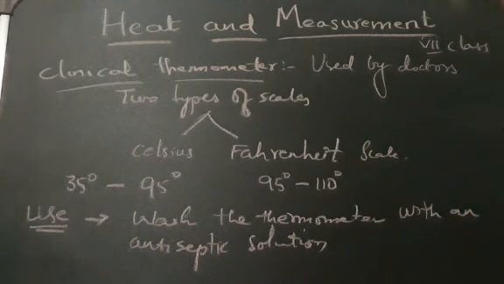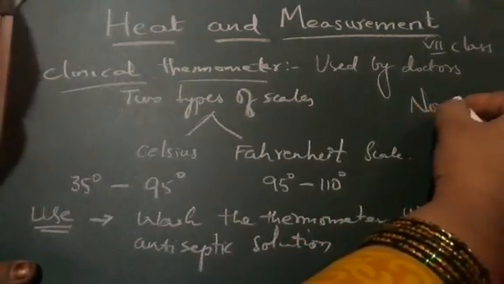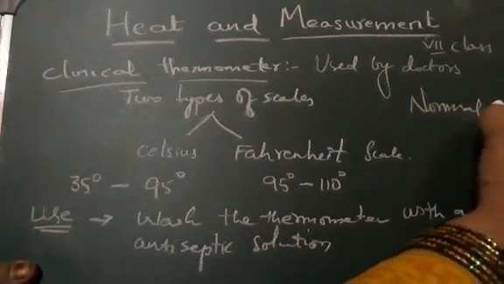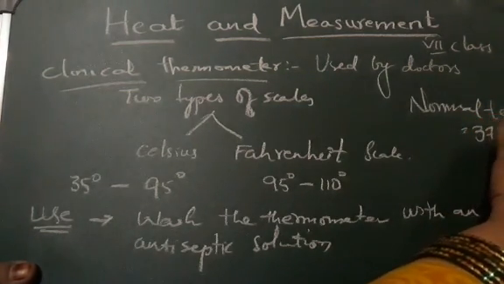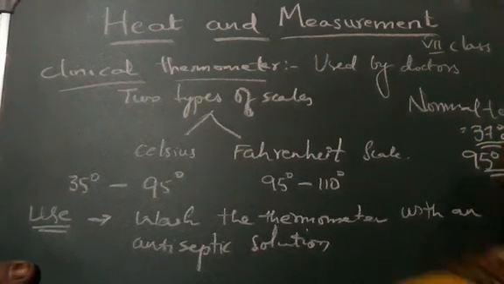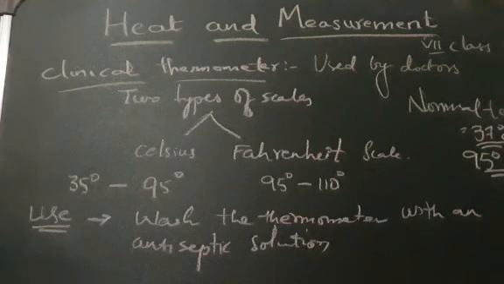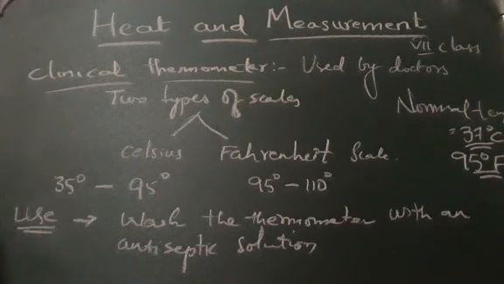Here you can see that the normal temperature of a human body is 37 degrees Celsius. What is the normal temperature? The normal temperature of the human body is 37 degrees Celsius, or you can say 98.6 degrees Fahrenheit.